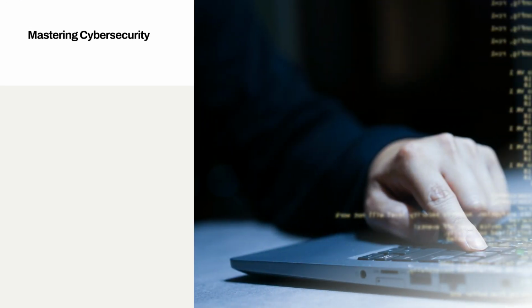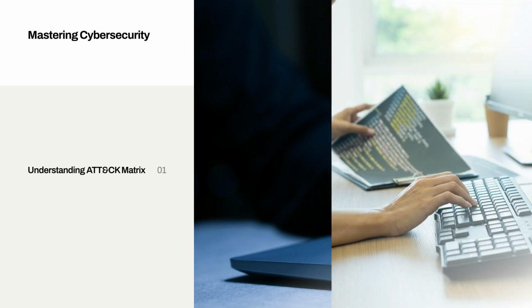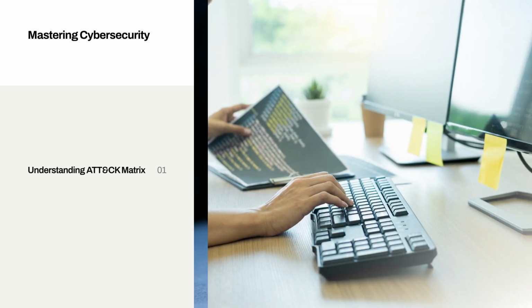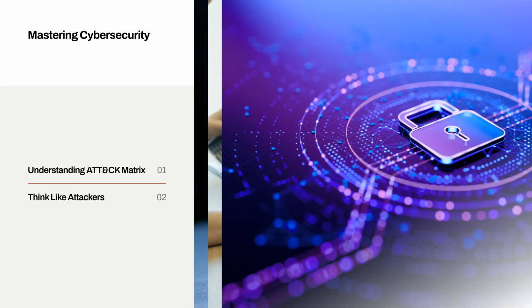So, if you're into cybersecurity, whether you're a pro or just starting, understanding the ATT&CK matrix is like getting the keys to the kingdom. You'll see how attackers think, how they move, and how you can stop them. And that's what we're all about here at CybrBrief, making you a master of cybersecurity. It's about equipping you with the knowledge to safeguard your digital world.